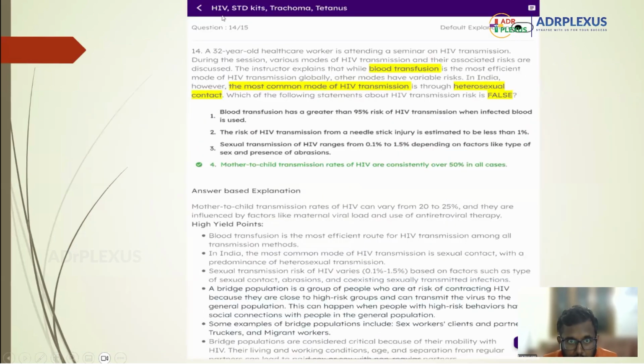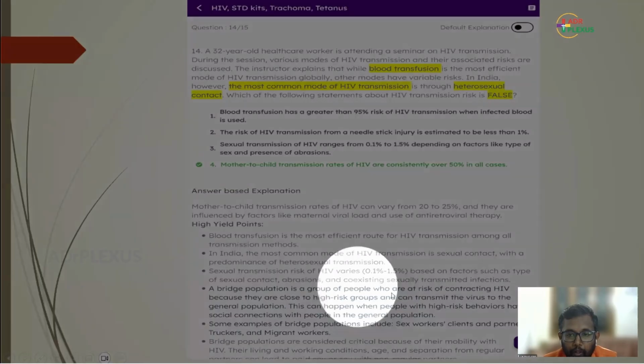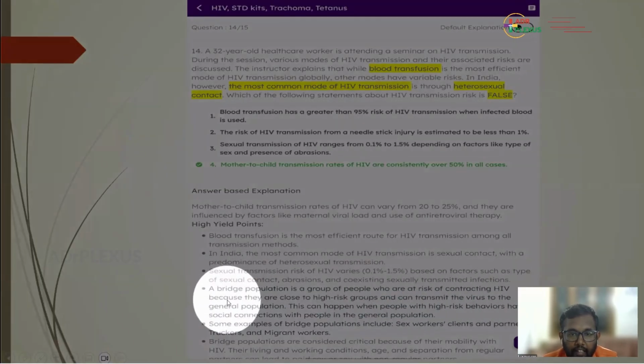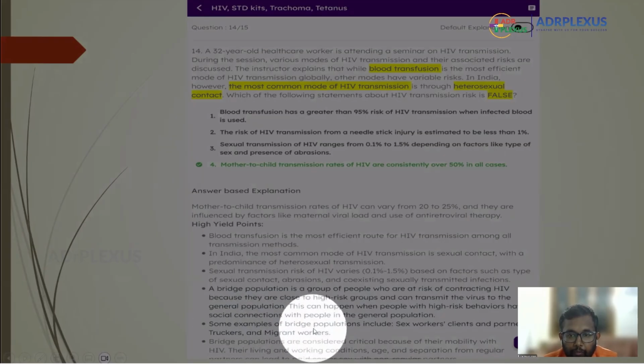You can see here what is the bridge population. We'll explain in our Q bank. So a bridge population is a group of people who are at risk of contracting HIV. Some examples of bridge population include truckers, migrant workers.